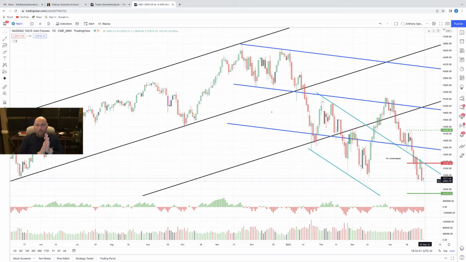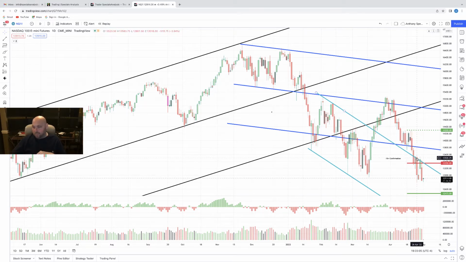NASDAQ. We do have an active short idea on the NASDAQ as an index. We indicated a confirmation and a short entry at 13,350. We have a stop loss, meaning if this trade goes bad on us, up at 14,300, and we have a target at 12,475. So, the price action has broken.